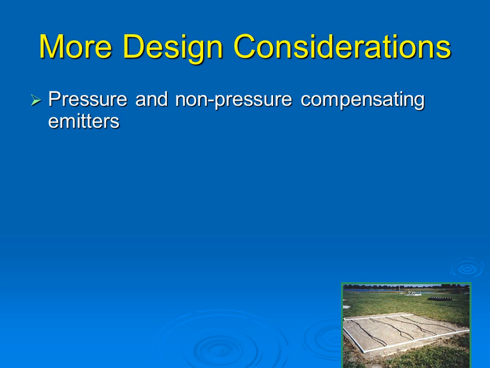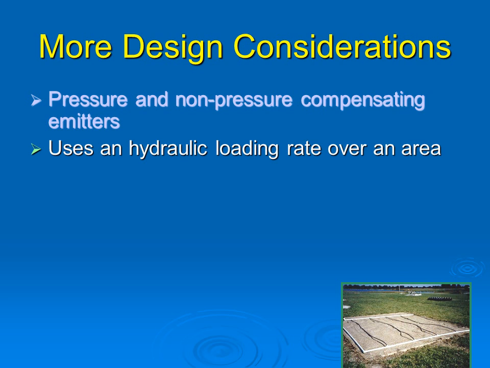You will want to use pressure compensating emitters because they discharge the same flow regardless of the system pressure, which is usually between 7 and 70 psi. Non-pressure compensating emitters will discharge varying flows depending on system pressures and elevations. You will use an area loading rate in gallons per square foot per day to size your system rather than sizing using an infiltrative surface at the bottom and sidewall of a trench or bed.